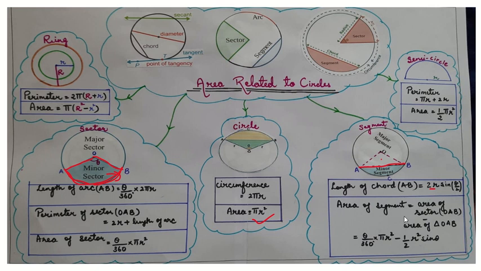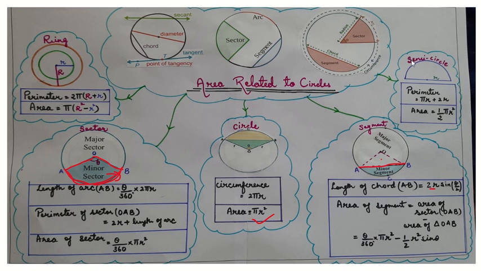Right, what is the area of a segment? When you want to find the area of a segment, what you will do? You have to find the area of the sector minus the area of the triangle. So what is the area of a sector? Theta by 360 into pi r squared, minus the area of a triangle, which is half r squared sine theta. You can remember that, right?